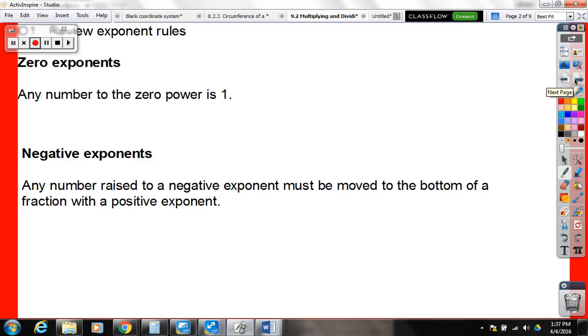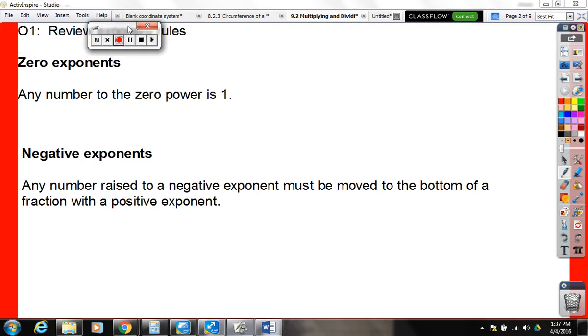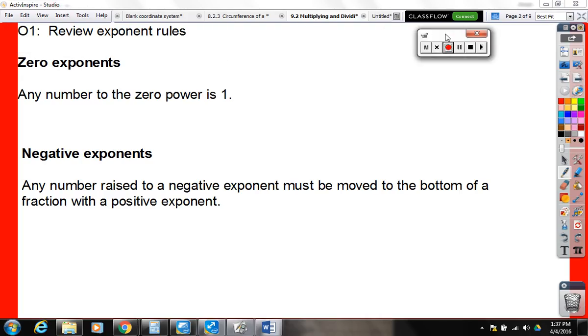Okay, first exponent rule is zero exponents. Any number to the 0 power is 1. So if I have 3 to the 0 power, that equals 1.